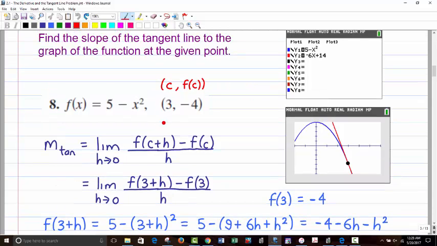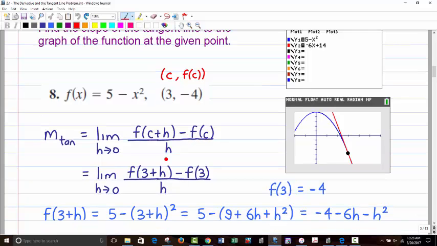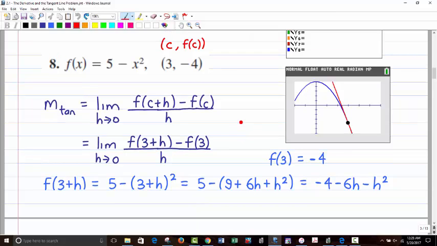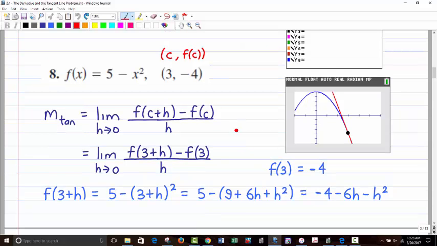So the c is 3. So the limit as h goes to 0 of f of c plus h minus f of c over h can then be written with c replaced by 3, because that's our x of interest in this problem. So now we want to evaluate this. Now the trickiest part about this is the f of 3 plus h. Now f of 3, obviously you could plug it back in, but f of 3 just means what is y when x equals 3. Since we already have it, it's negative 4, but if you plugged it in, you'd also get negative 4.